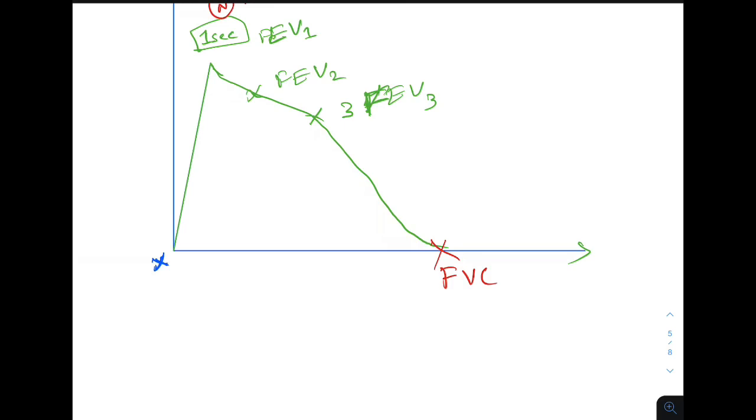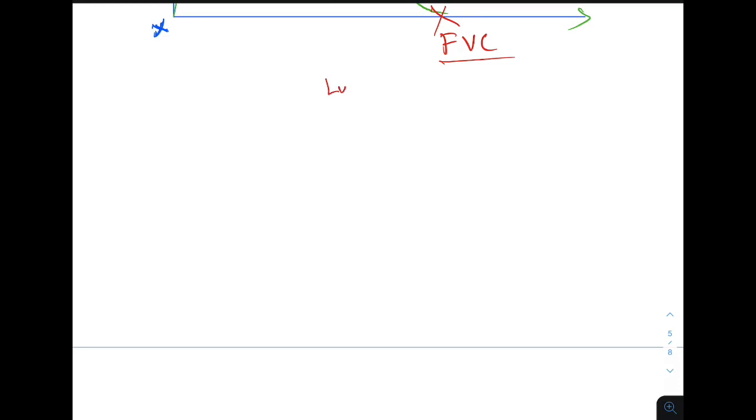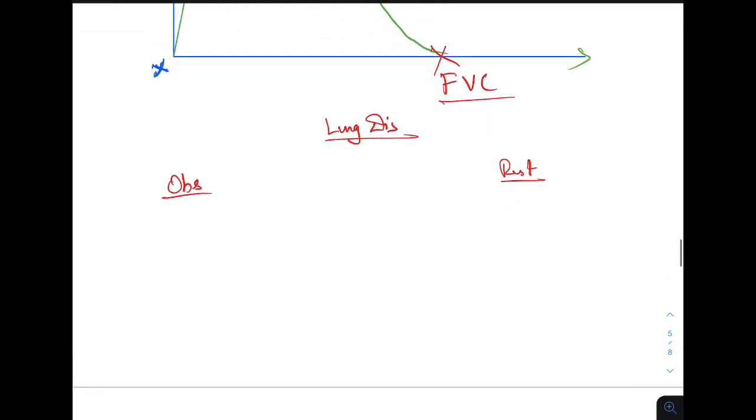So what do you find if there is an obstruction or a restriction? What is happening? We'll see about this. Lung disease, obstructive, restrictive. What are the things that are happening and what's going on here? In obstructive, like emphysema, you can take bronchial asthma. Deepest inspiration, you cannot breathe out much, right? So FEV1 will decrease, and the FEV1 to FVC ratio, the percentage, will decrease, right?